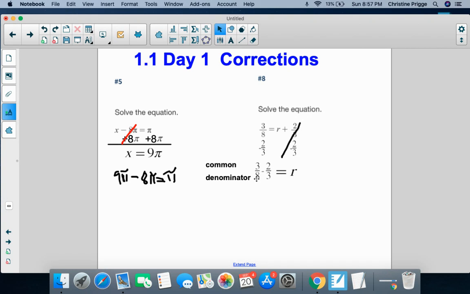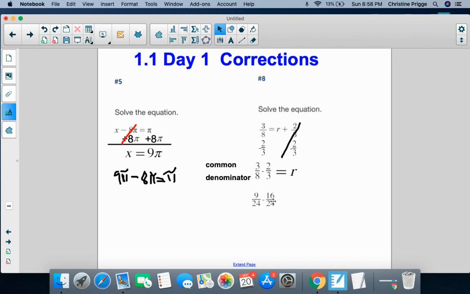The common denominator of 8 and 3 is 24, which means that I need to multiply the numerator and the denominator in the 3/8 by 3. And in the 2/3 fraction, I need to multiply both the numerator and the denominator by 8. So I end up with 9/24 minus 16/24.